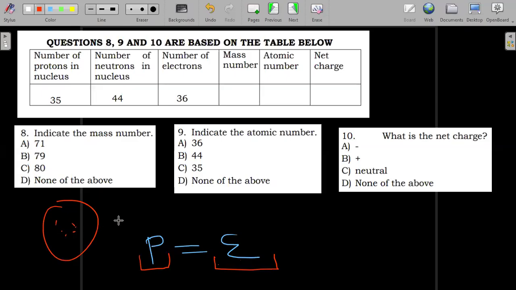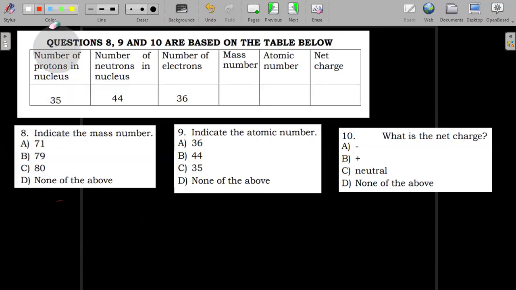And then we also have a third subatomic particle, which we call the neutron. The neutron is responsible for what we call the isotope. Depending on the number of neutrons that you have in that atom, it will tell us what isotope it is. So now let's look at this question here.